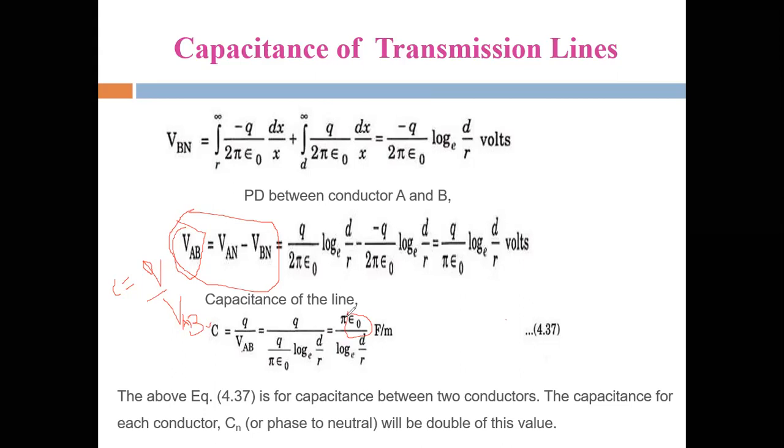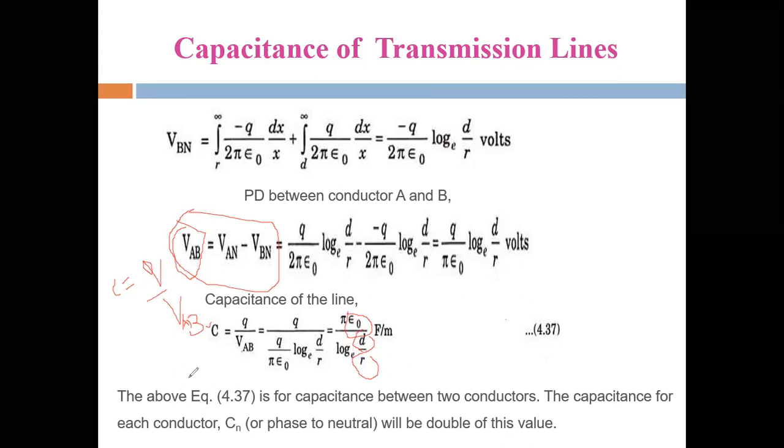In this formula, D is the distance between the conductors A and B, and R is the radius of the conductor. This is the overall capacitance between these two conductors.